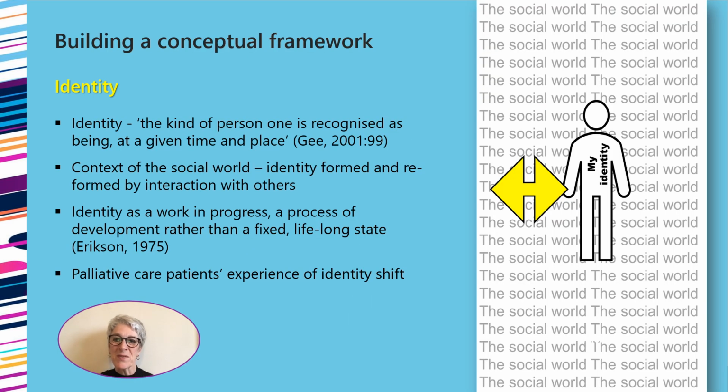So the first level of the framework positions the individual at the centre, but seated within the social world in which we operate. Their identity is at the heart of them. It is the very important thing which makes us the human beings we feel ourselves to be. So I'm using the term identity here to mean the kind of person who we recognise ourselves as being at a given place and time. So this suggests that identity can shift.